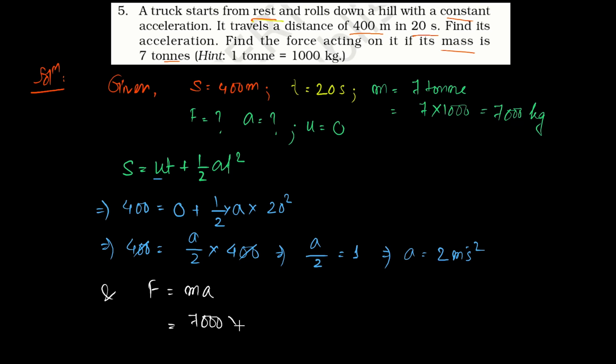7000 into what is the acceleration? 2, and the unit is going to be kg meter per second square. If you solve it, you are going to get 7000 into 2 equal to 14,000, and kg meter per second square means Newton. So this is a simple question and a simple solution. Just try to solve it and write it down in your copy along with me.